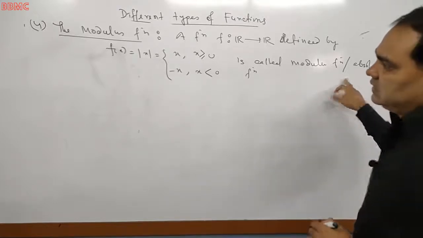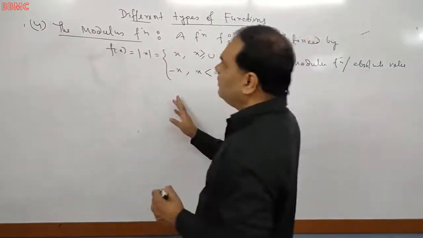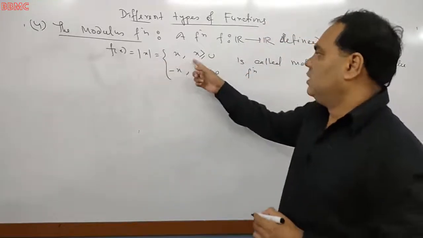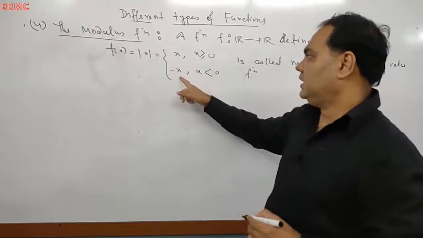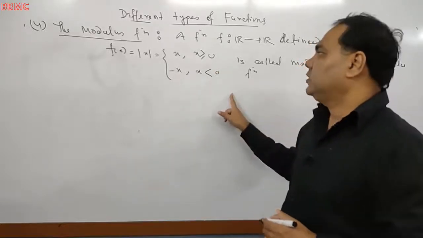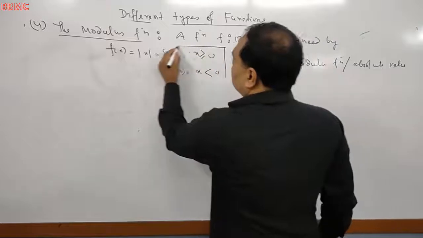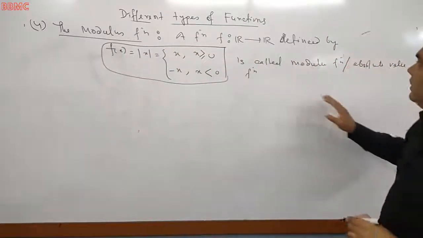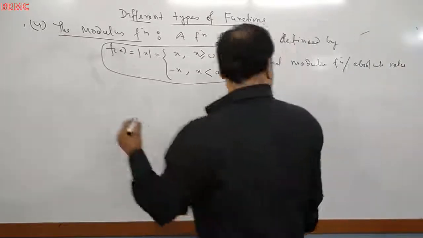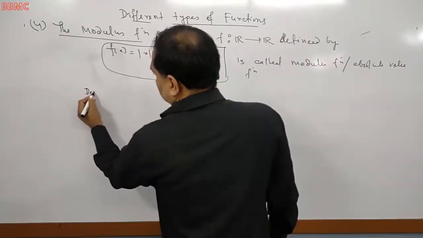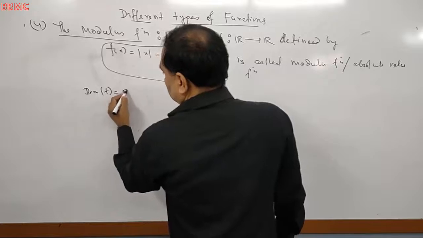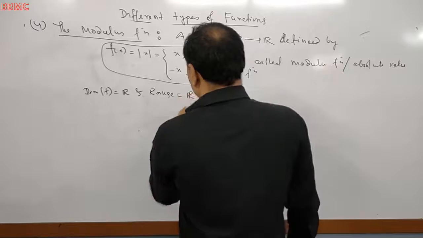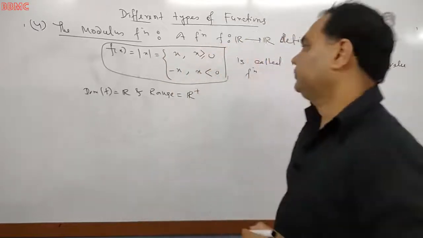These are also known as such. This is very important for modulus functions. You have to remember f(x) is equal to modulus x, which is x for x greater or equal than 0, and minus x for x less than 0. This is the main definition of the modulus function. Here the domain is R and the range is R plus.